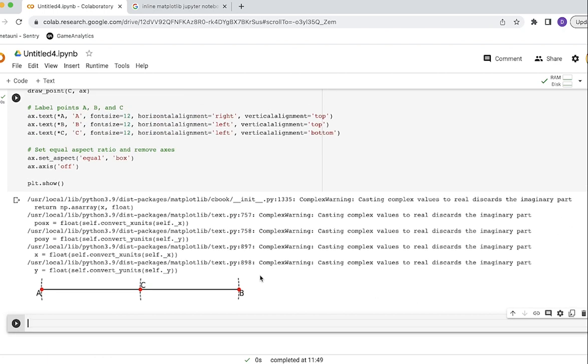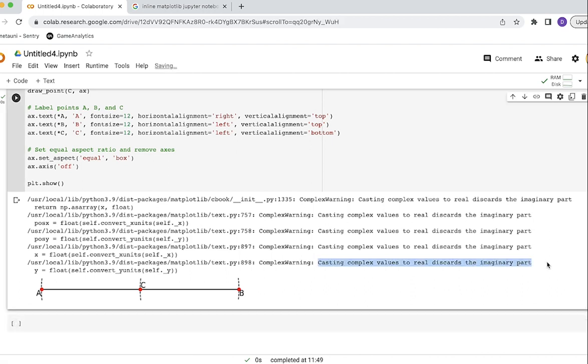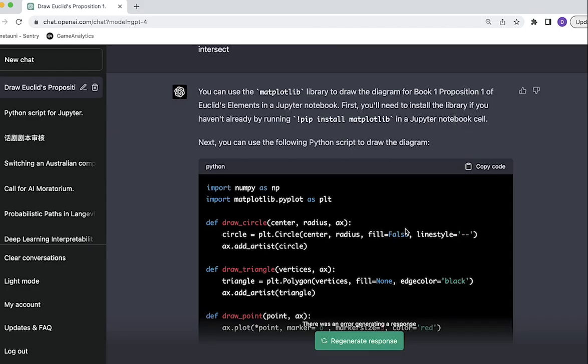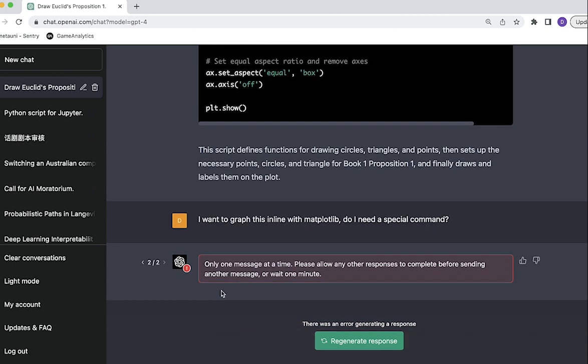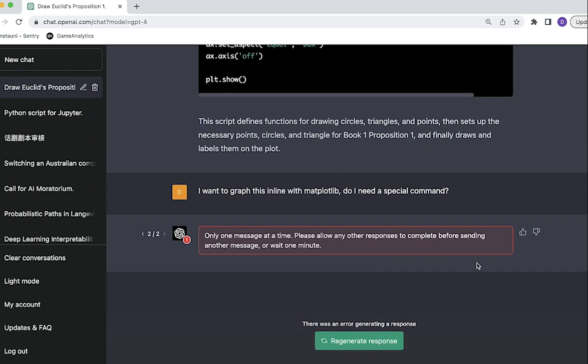What? That doesn't look right. Casting complex values to real discards the imaginary part. Okay, it's doing something that's probably reasonable, actually, in some sense, but doesn't... Can you request it to not use complex numbers, maybe? Yeah, let's try that. Drew something.